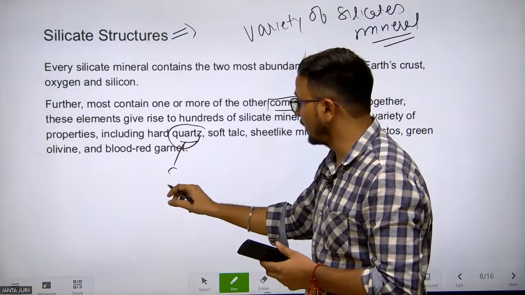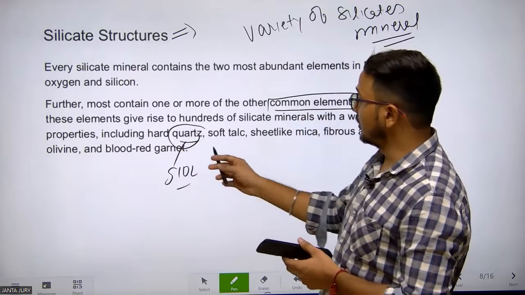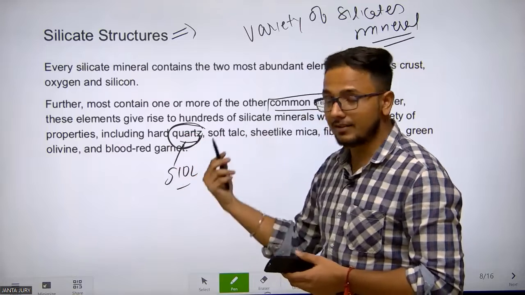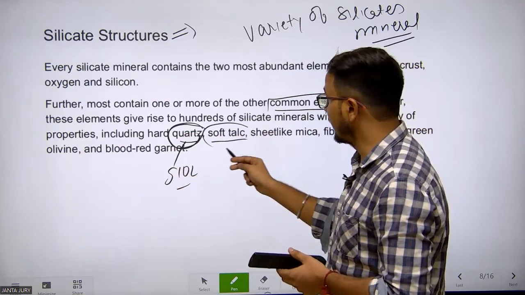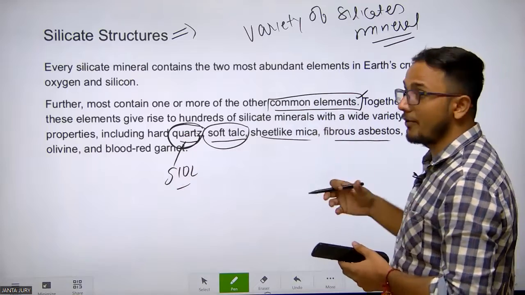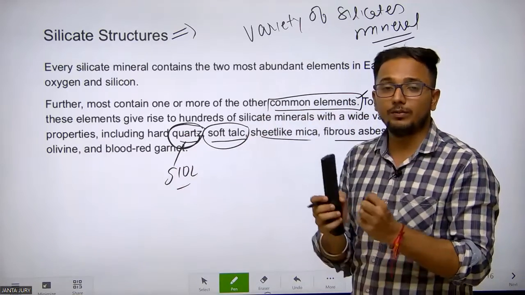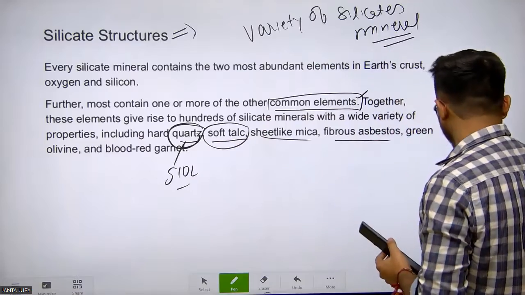Quartz, like this, is pure silica, SiO2. This is very hard and does not have cleavage. But talc has very good cleavage, and is very soft, like mica, and fibrous asbestos has fibrous textures. So this is how these minerals have different mineral properties.